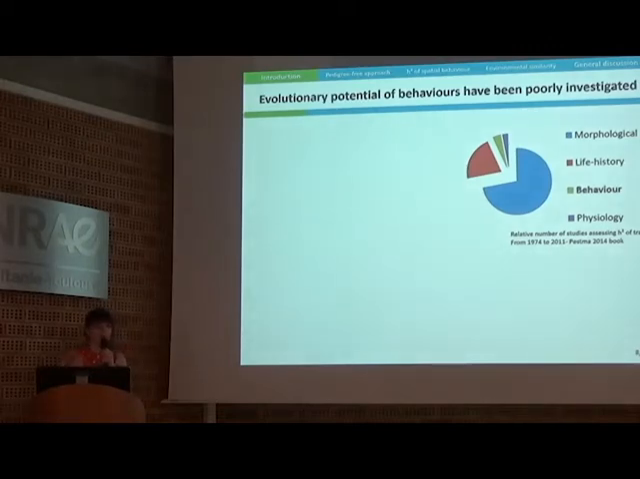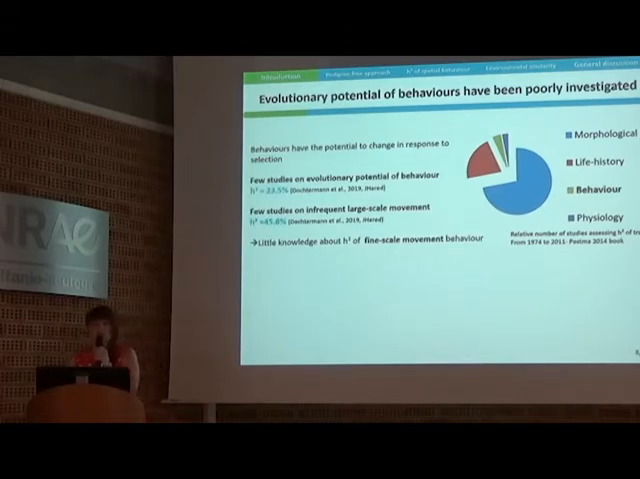On top of that, due to this method too, the evolutionary potential of behaviour has been poorly investigated. For example, here you can see the relative number of studies estimating heritability for behavior in green and morphological traits in blue. Despite this, we know that behavior has the potential to change in response to selection because it has been shown to be heritable at nearly 20%. Furthermore, it has most of the time been done in semi-domestic or domestic populations.